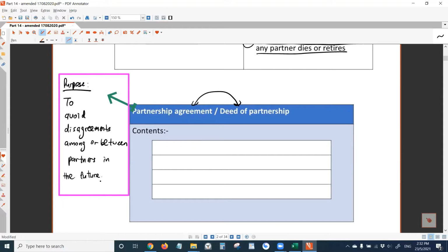The terms here are simple, so I won't explain them to you. Now let's look at the important contents in a partnership agreement. Write down with me. These are super important for the topic.